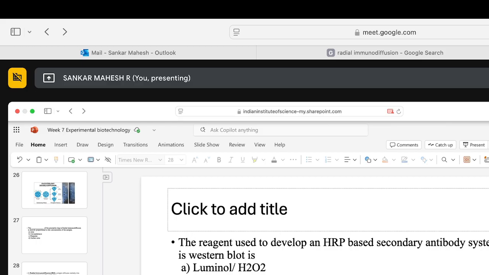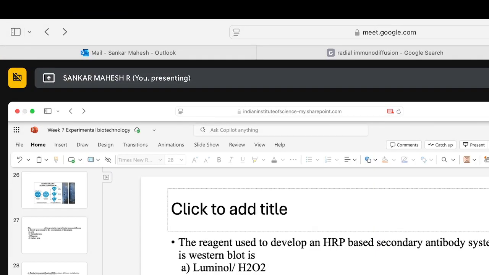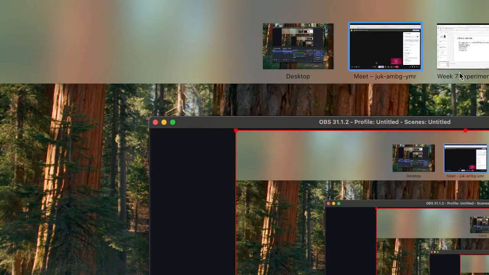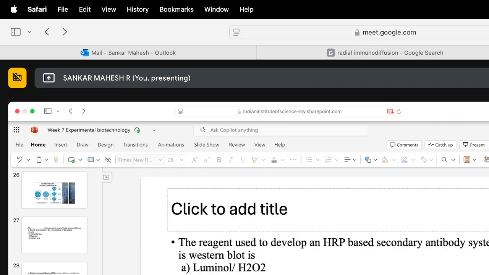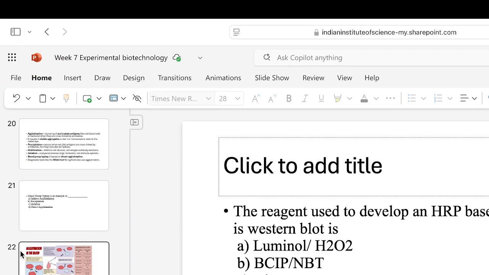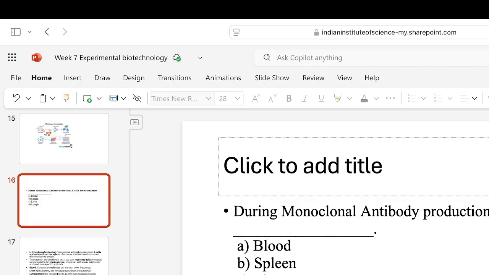So it's the anticoagulant that is lymph node or spleen, the lymphocyte formation. Let me go to that question, read that question once again. Give me a minute. This question is what you're asking, right? Monoclonal antibody production. B cells are isolated from lymph node or spleen.